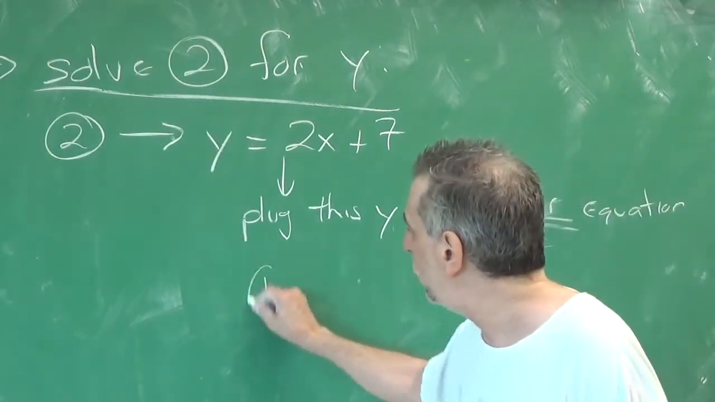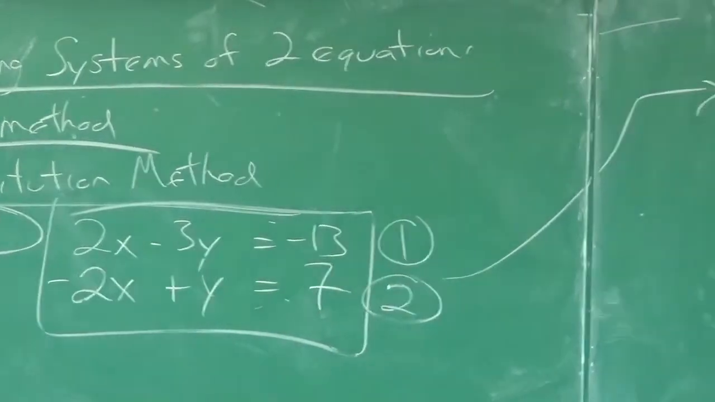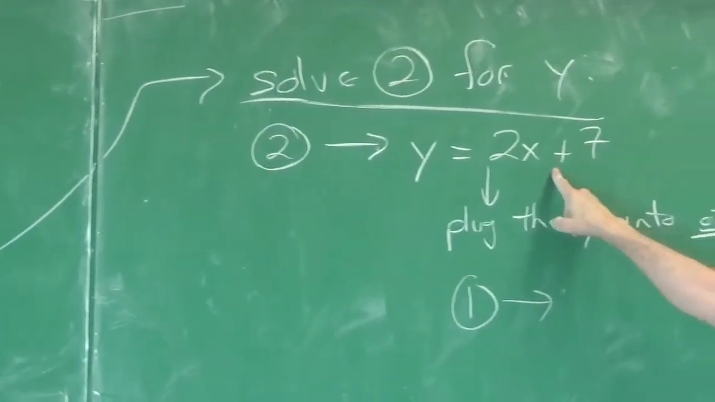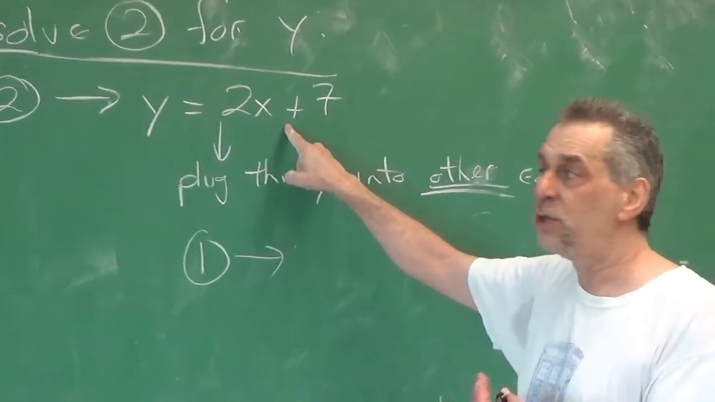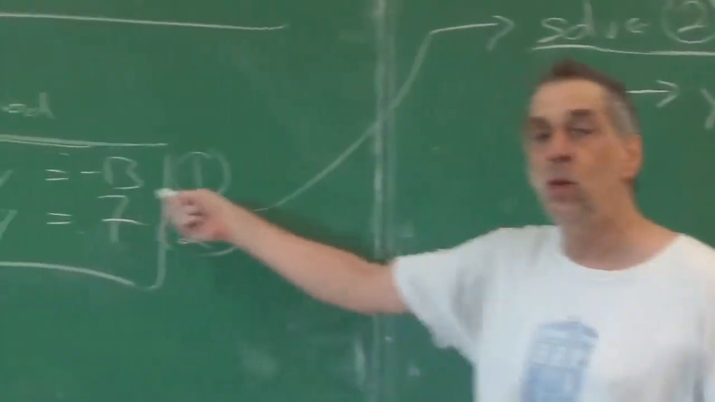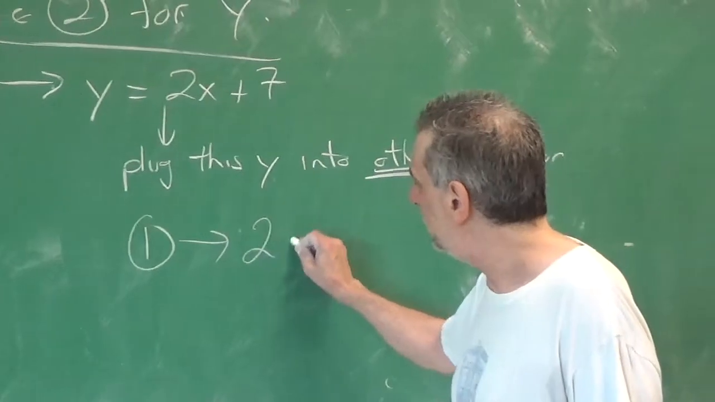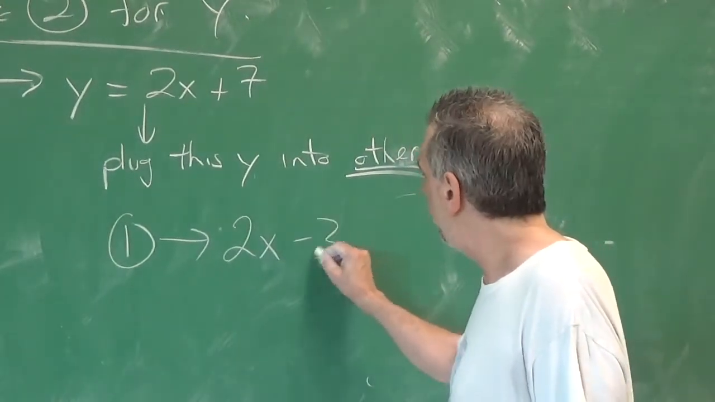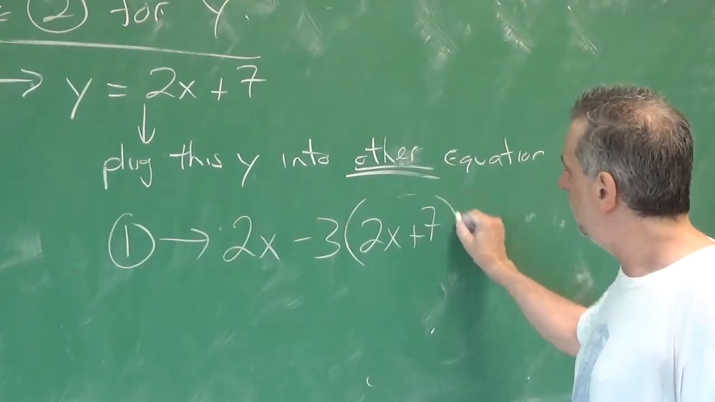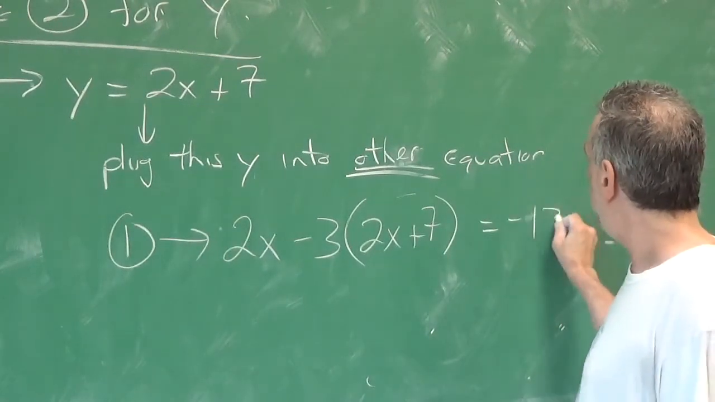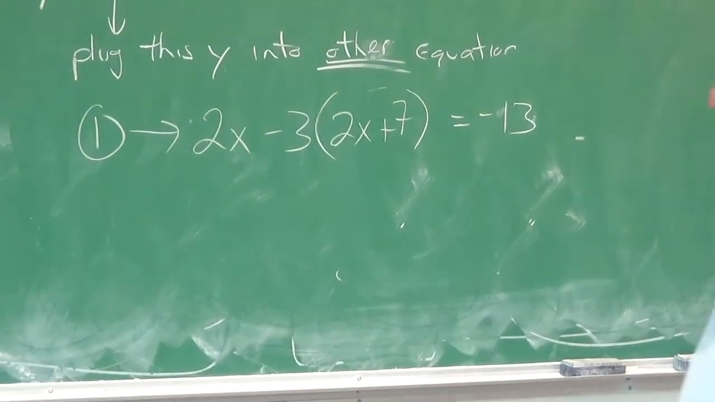So we put that into equation 1. Everywhere we see a y, we're going to put 2x plus 7. In that way, we create one equation with one unknown and solve for that one unknown. Once we know what x is, we can go back to either one of those and solve for y. So now in equation 1, we have 2x minus 3y equals negative 13. Okay, so now we just have a very nice one-variable linear equation.